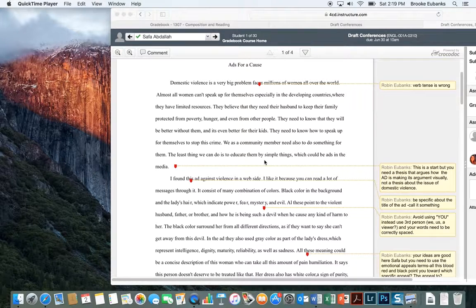We move down to the end of the introduction, which is where the thesis goes. "We as a community member need to do something for them. The least thing we can do is to educate them by simple things, which could be ads." Now, this is too general. There's no specific argument being posed here. My feedback says this is a start, but you need a thesis that argues how the ad is making its argument visually, not a thesis about the issue of domestic violence.